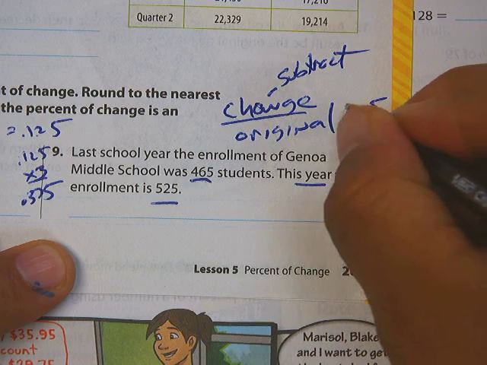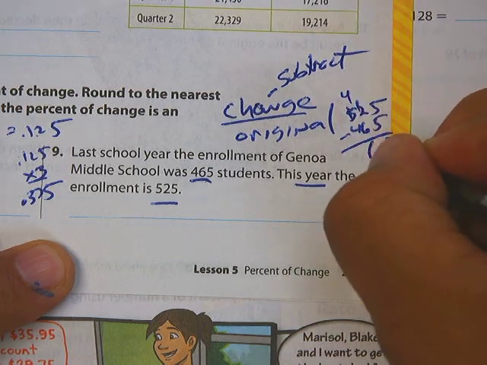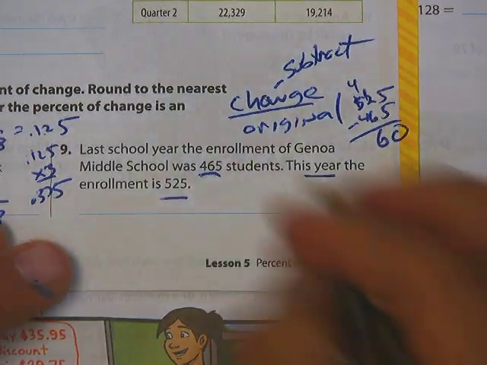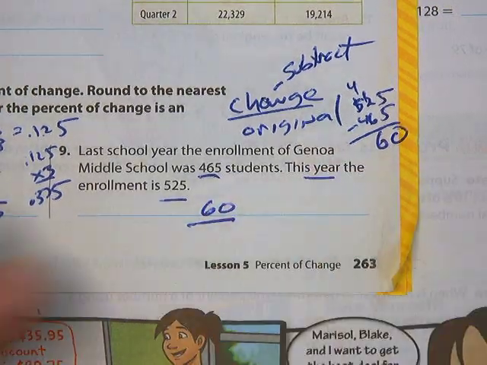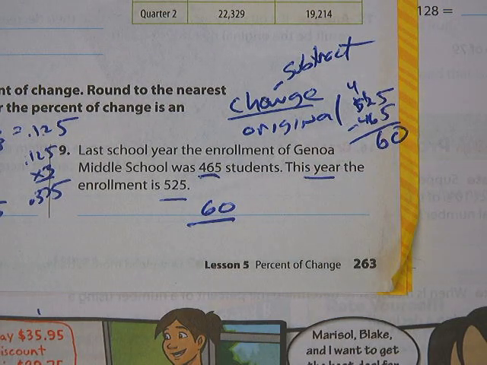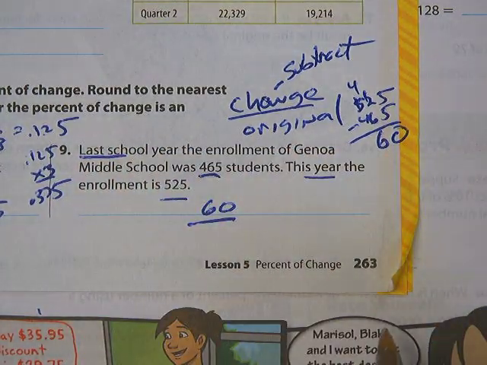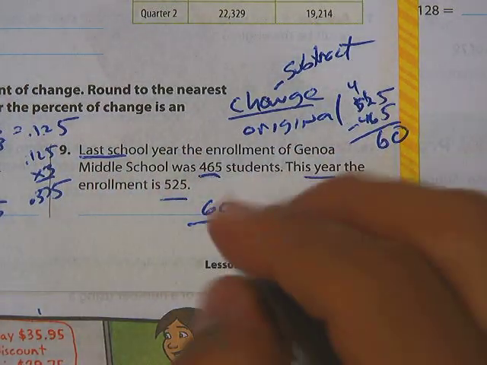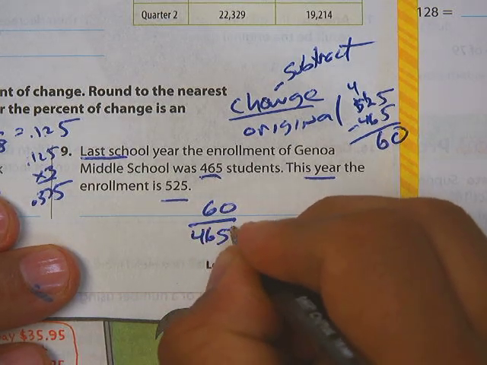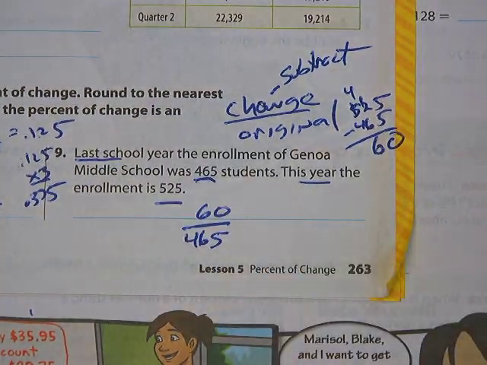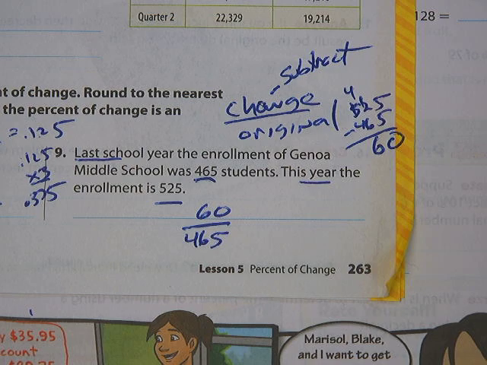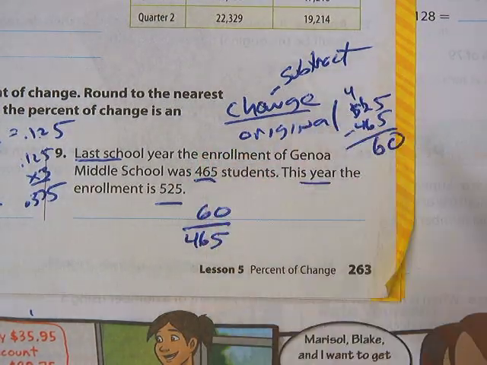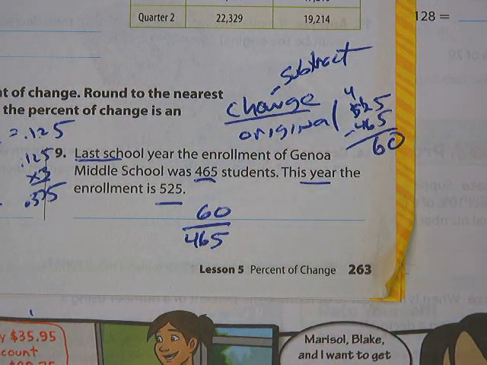Okay? And so then I'm going to put here 525 minus 465. He has to regroup. So my change is 60. Okay, now what was the original? With originals, you have to go by time. Last year happened before this year, so last year was the original, which is 465.